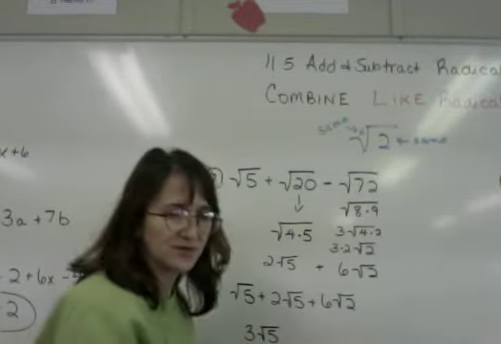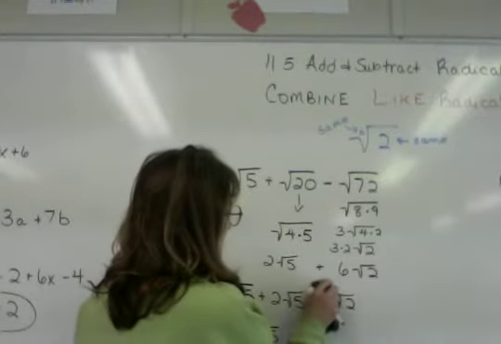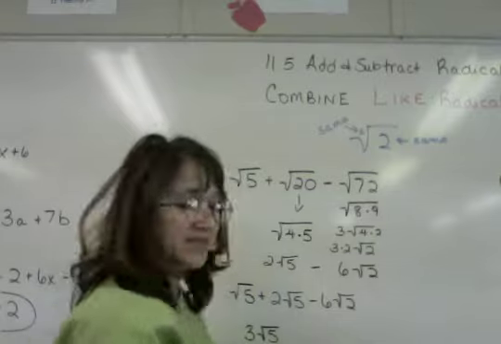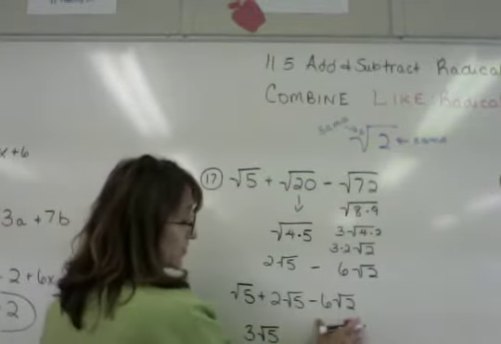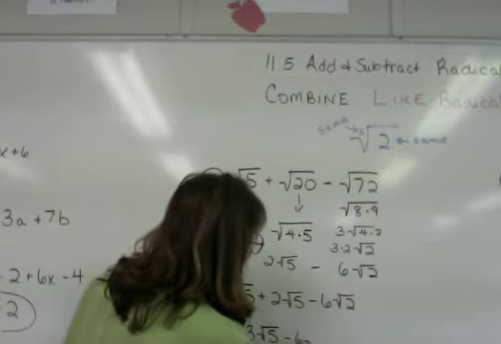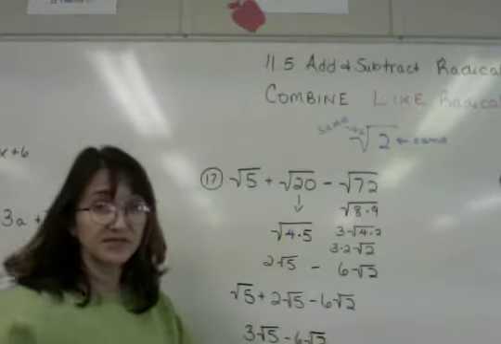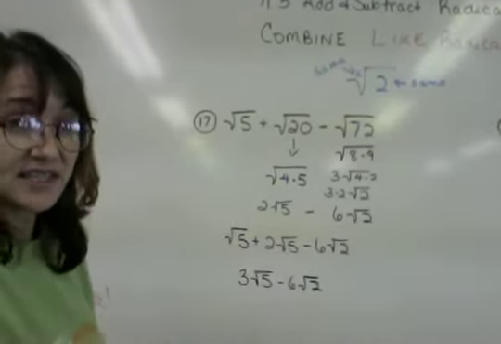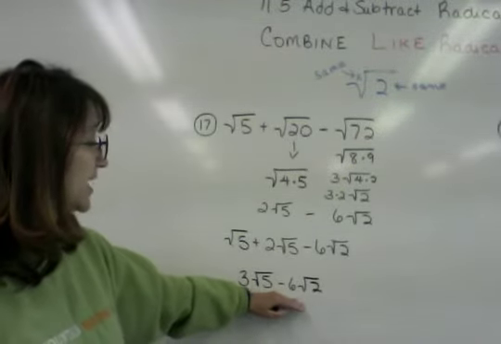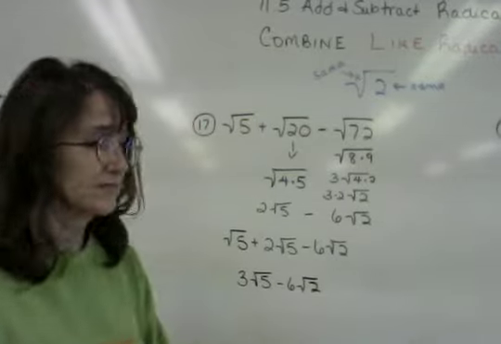And, oh, that was supposed to be negative. I just noticed that. See, it's negative here. So it should be negative, negative. And then the 6 to the radical of 2, I have nothing to combine that to. So I'm just going to leave it. It's just going to stay just like that. So your answer for 17 is 3 to the radical of 5 minus 6 to the radical of 2.